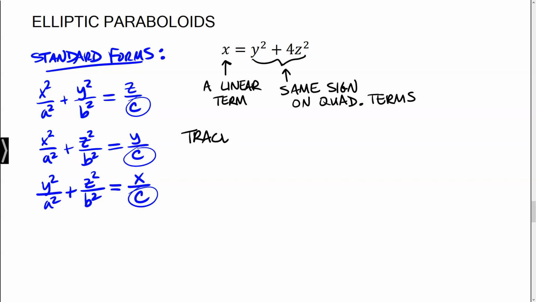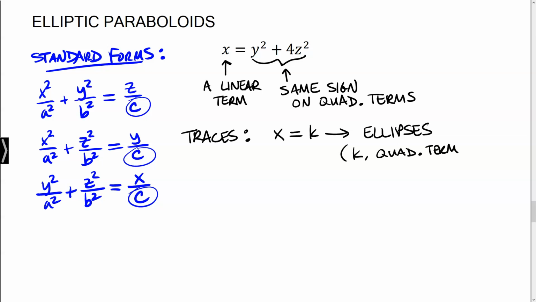All right, let's talk about the traces. First, the traces we're really interested in are the ones that are directed along the axis of the linear term. So if we look at, say, x equals a constant here, we see that we're always going to get ellipses. But the sign of k has to match the quadratic term sign, right? If I put in a positive value for x here, then I'm going to get an ellipse. If I put in a negative value, it's just going to be nothing. So k and the quadratic terms have to have the same sign.